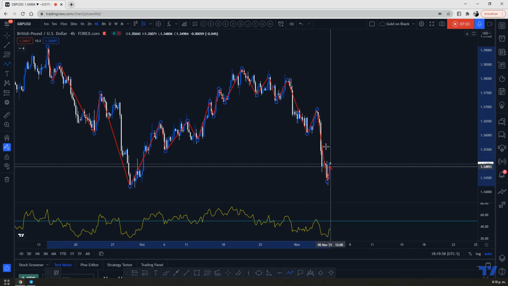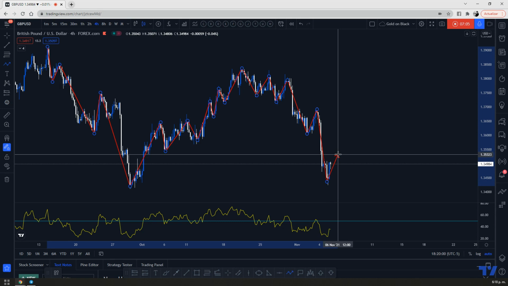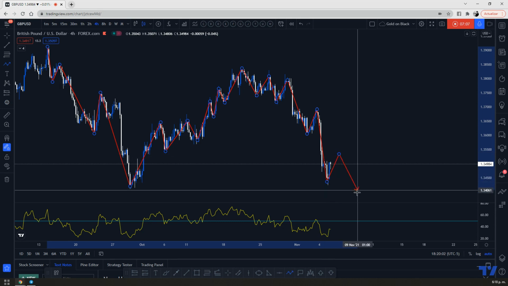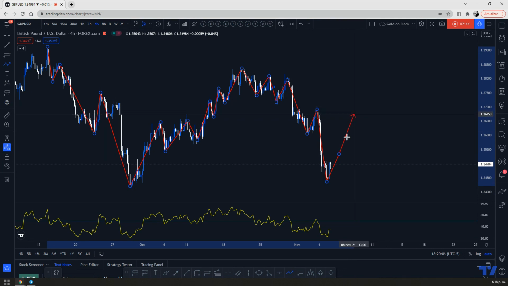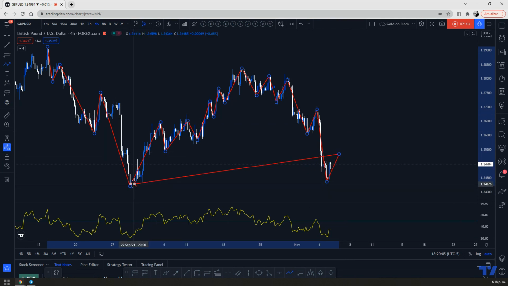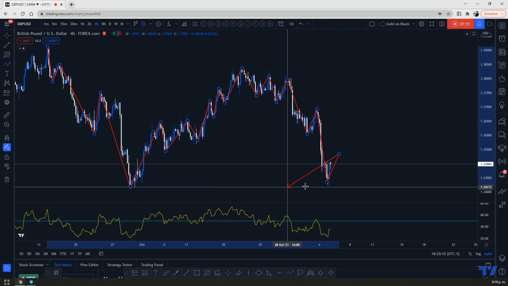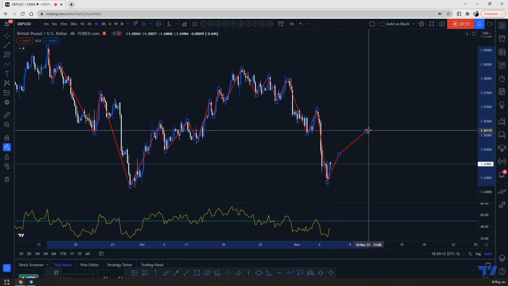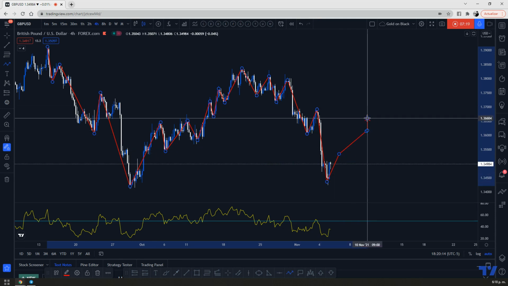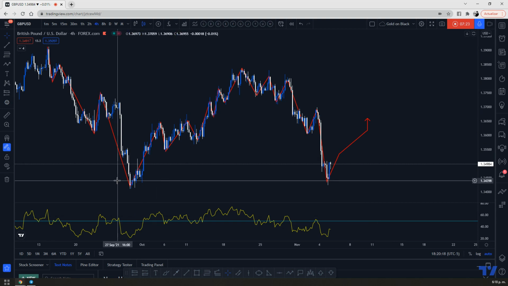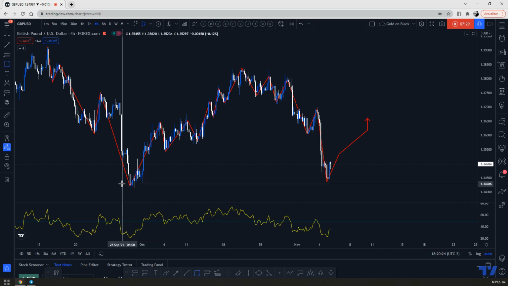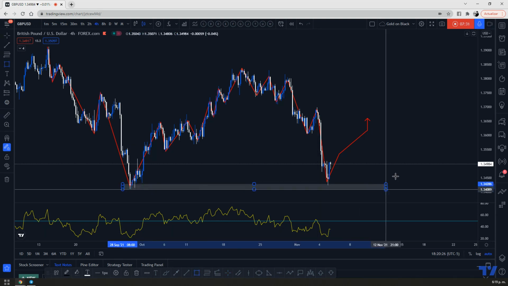Now what we are going to expect is another pullback, right? Pullback, most likely continuation to the downside, or the market could actually stop right there. Look what the market did. Look what the market did. Let me put this here. It's important to know where your support and resistance are. So this is your previous support, right? The price is touching.